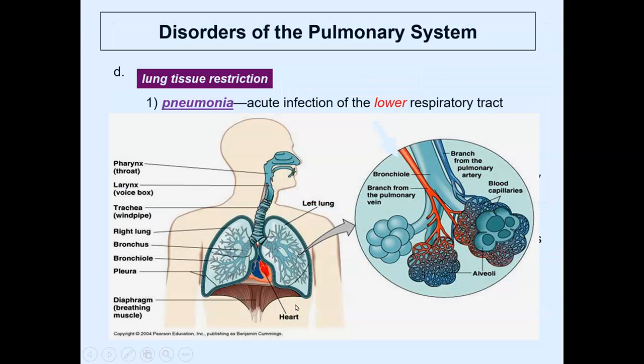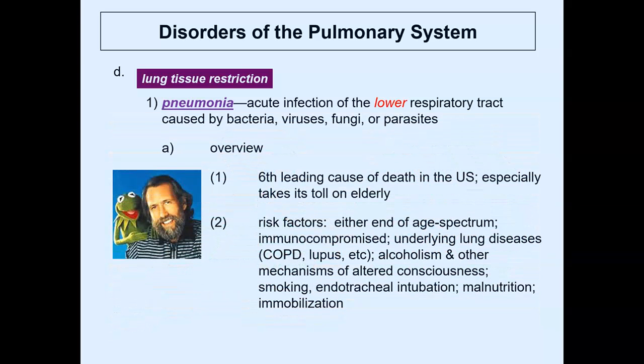Now we talk about lung tissue restriction. So we're really talking about an infection such as pneumonia in the lower respiratory tract. So again, when we talk about restrictive disorders, it's all about the ability to bring in air. And when there is an acute infection in the lower respiratory tract, then there are problems with bringing in air. It is the sixth leading cause of death.